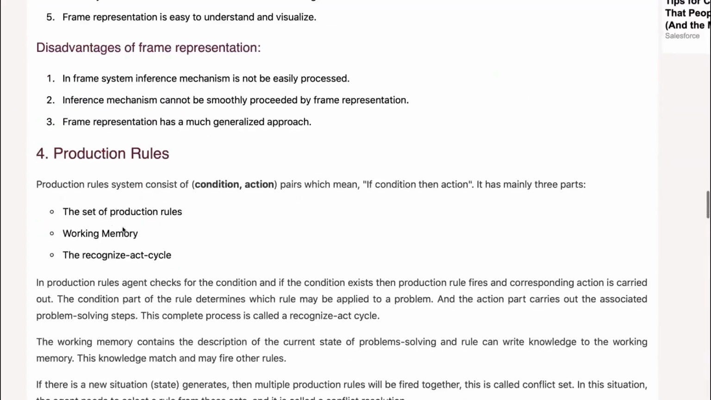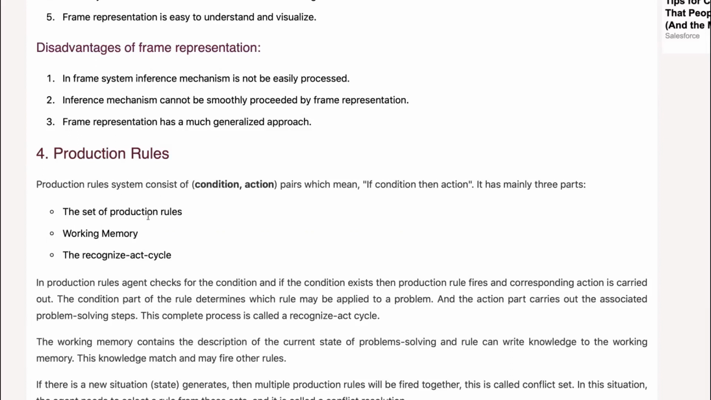So the last one, though in the module it's implied, these are not the only knowledge representation techniques or technologies. These are like the main four, but there are more. So, the production rules system.